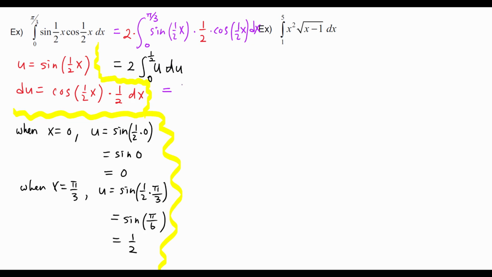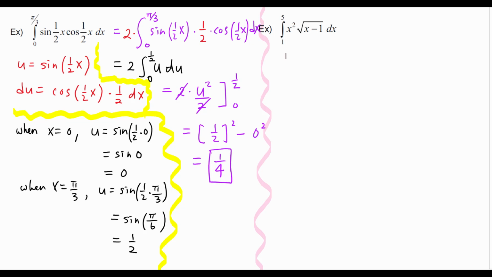So then this is equal to 2 times the integral of u. It's u to the first power, so it's going to gain 1 power and then divide by 2. I get u squared over 2. And then I'm integrating from 0 to 1/2. And these 2 and 2 cancel. And I have 1/2 squared minus 0 squared, which is equal to 1/4.